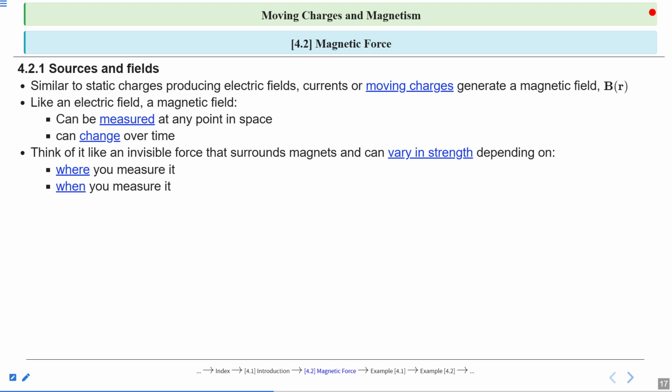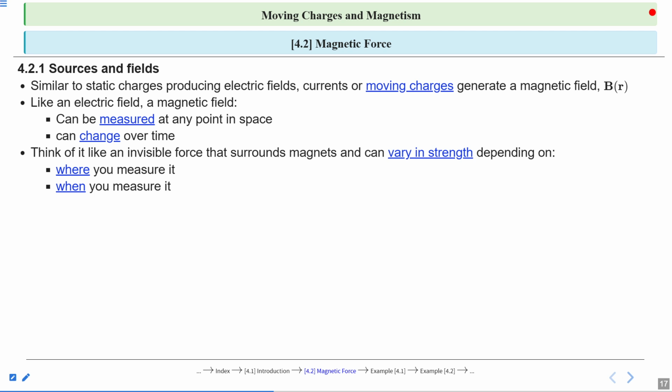So we have mentioned that a magnetic field can be measured at any point in space. If there is an invisible force that surrounds the magnet, the strength of this force depends upon where you measure it: near the magnet, near the poles, or away from the magnet. But it can be measured at any point in space.